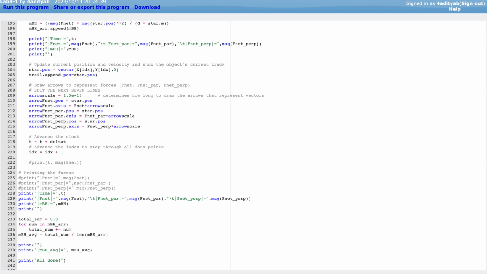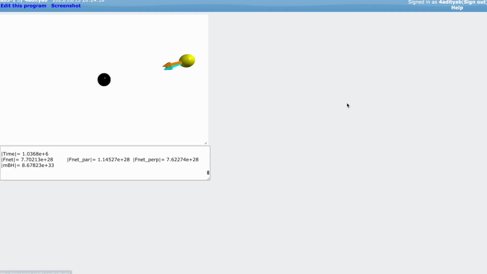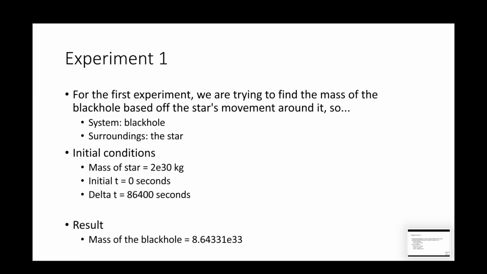At the very bottom, I calculate the average mass of the black hole by going through the array and adding them all up and dividing by the length of the array to find the average mass, and that's what I print out at the very end. This is just me running the GlowScript simulation itself. As you saw at the very end, we got a final average mass of the black hole of 8.64331 times 10 to the 33rd kilograms.